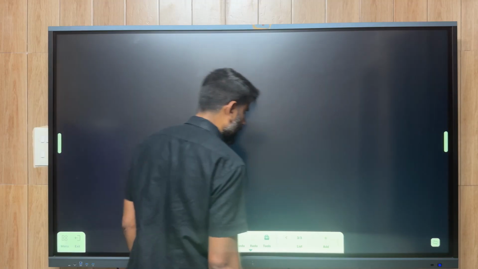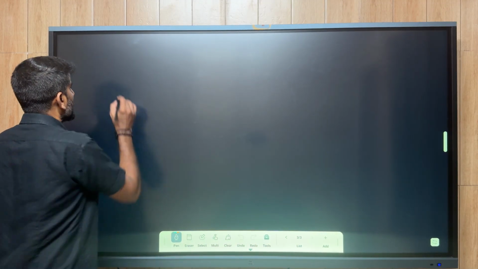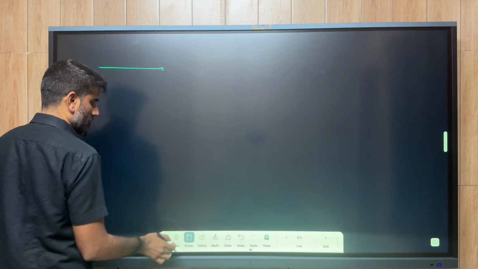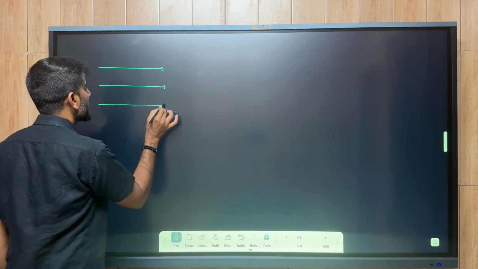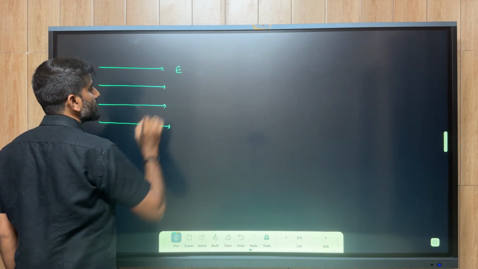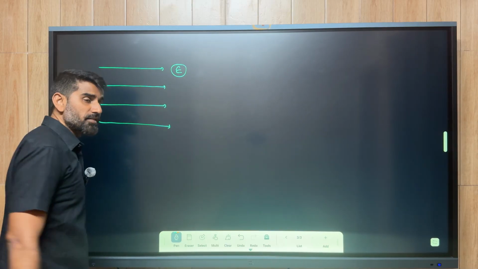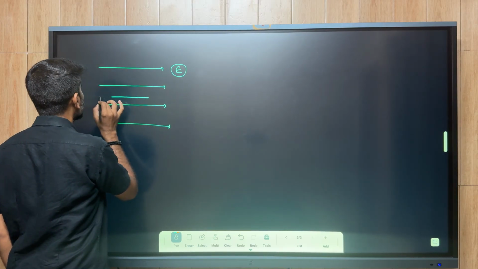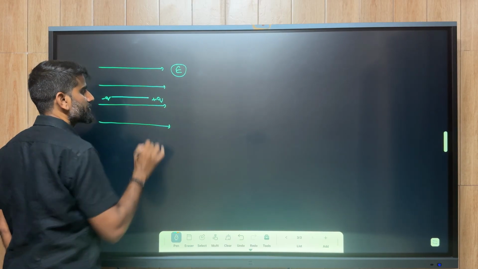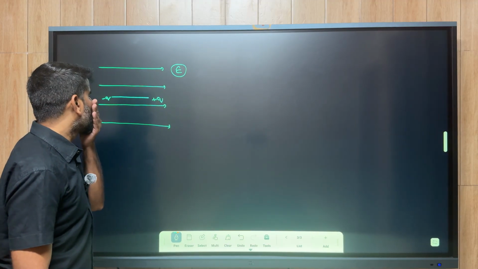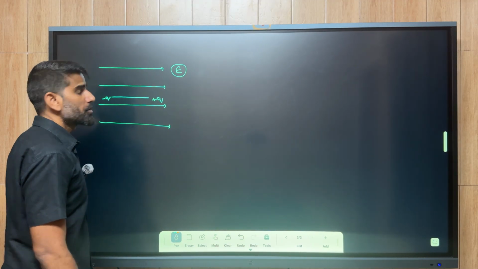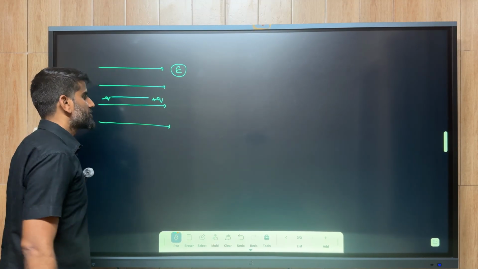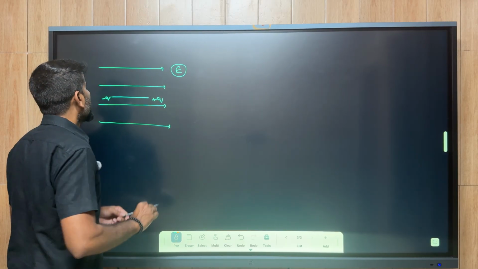Now, for example, this is the electric field that I have taken, a uniform electric field, and in this electric field there is a dipole like this: minus q, plus q. Now what I am going to do is, it is aligned along the electric field, so it is in stable equilibrium.